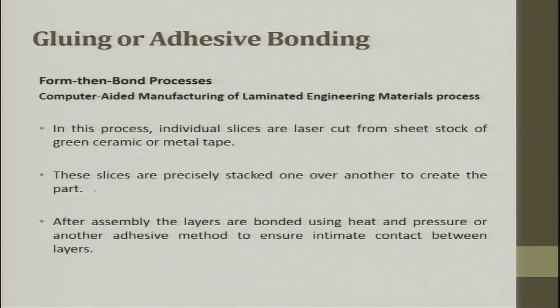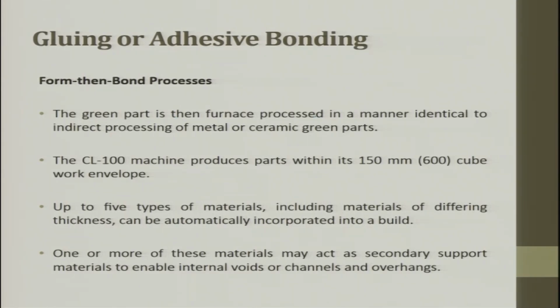So, when we make the CAD and slice it, we add some geometric features. These features orient and align the layers properly, such that when the next layer is formed, it sits exactly there. After assembly, these layers are bonded using heat and pressure or another adhesive method to ensure intimate contact between the layers. The green part is then furnace processed in a manner identical to indirect processing of metal and ceramic green parts. The CL100 machine produces parts within its 150 millimeter cube work envelope.